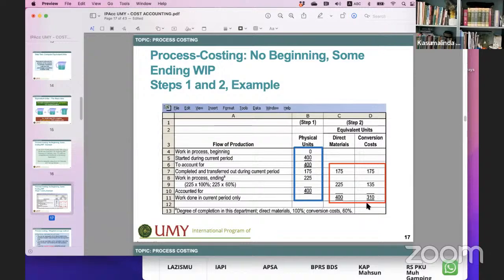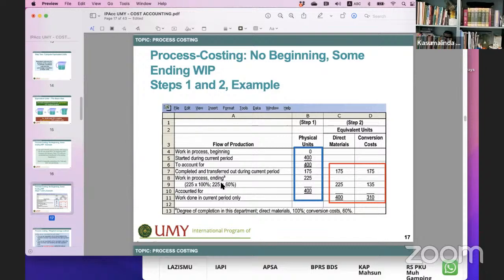If you have any question you would like me to re-explain, please just let me know. So this is the equivalent unit. So we have calculated the equivalent unit. Again, the equivalent units are calculated because we have ending work in process units here.